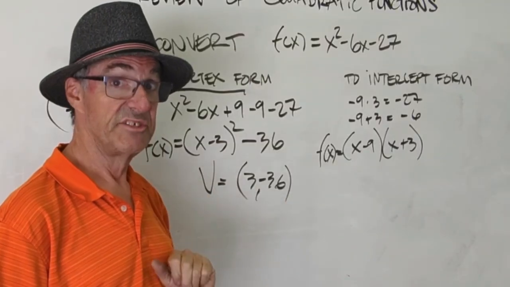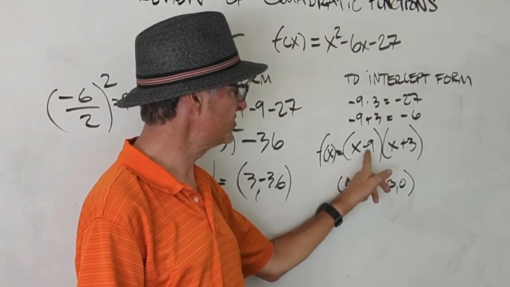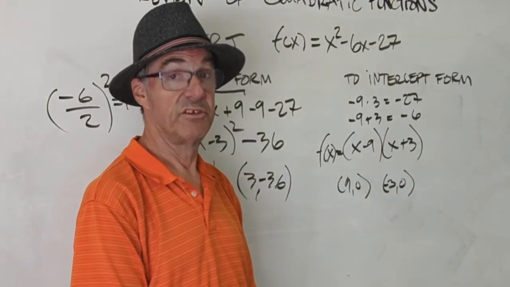Now, pause the video, state the intercept. Intercepts are 9, 0 and minus 3, 0. Remember to switch your signs when you state your intercepts.